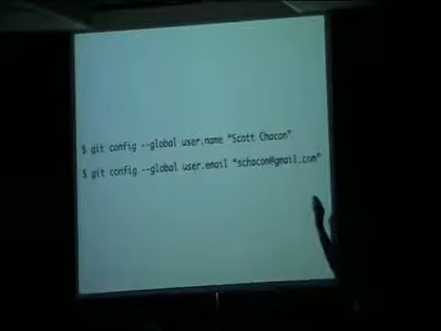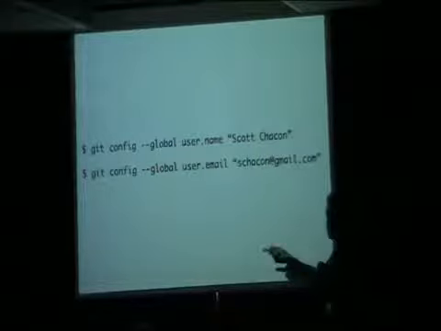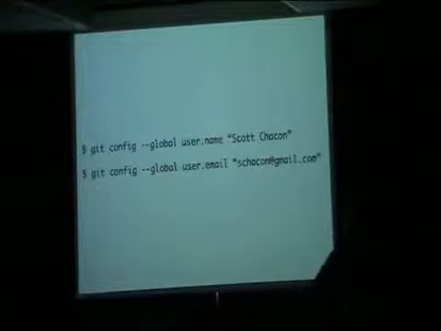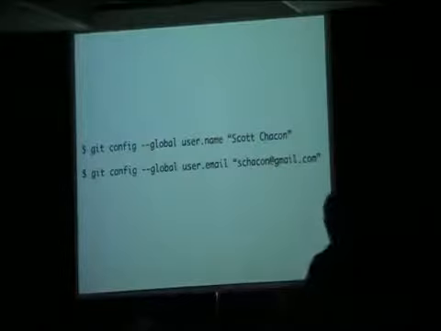The --global means store these values in my ~/.gitconfig so that they are the default every time that I'm running. You only have to do this once, right? It stores it in ~/.gitconfig, and then in every Git project you're doing, these are the defaults, and you can override them in individual projects if you want to by running it again without the --global.